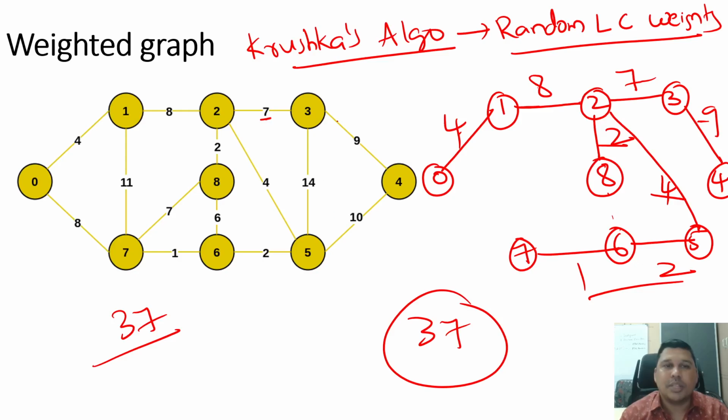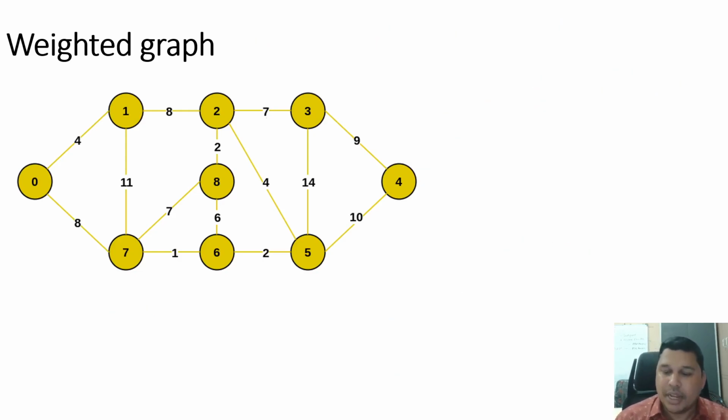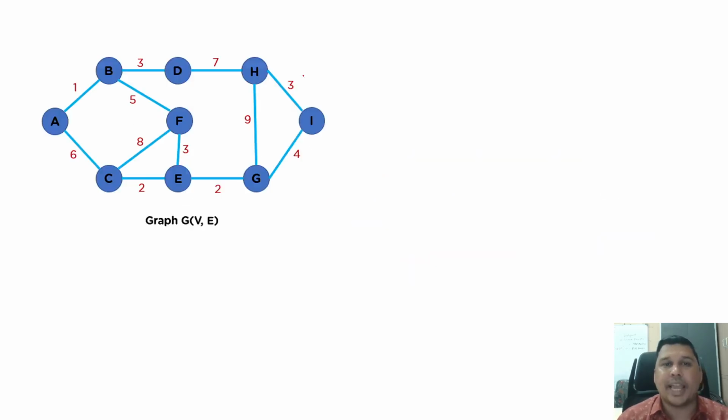Okay, so this is the approach of Kruskal's algorithm. Randomly choose the minimum cost edges and place them in the graph. Right? So you have to find out this cost and also you have to show this tree like this. So this is the approach of Kruskal's algorithm. Let's try to apply it for this same problem again. Let's apply Kruskal's algorithm and see what is the output of this.